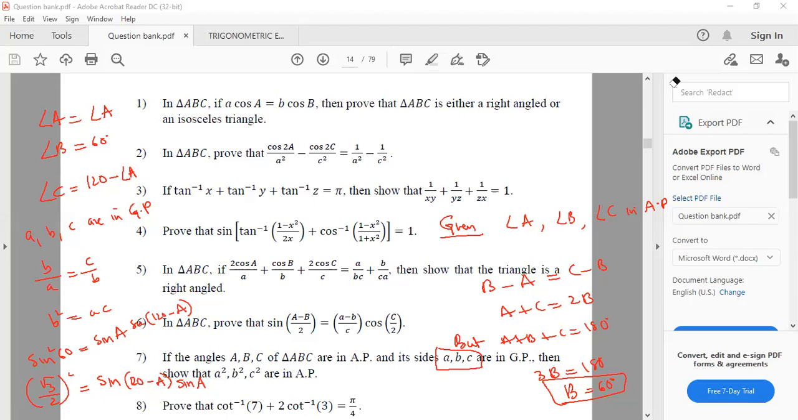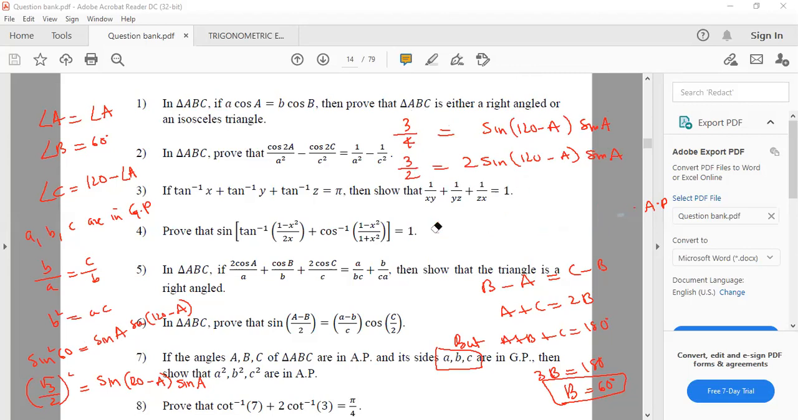Actually, this was the most important question. Okay, fine. So 3 by 4 is sine 120 minus A into sine A. So 3 by 2 is 2 sine 120 minus A into sine A. Tell me what formula can I apply here? Why did I bring only 2 to the side?